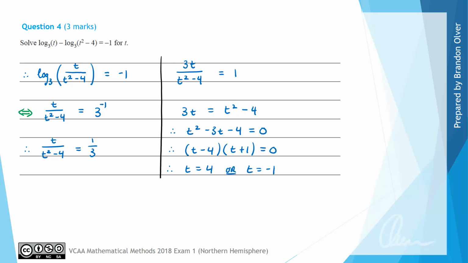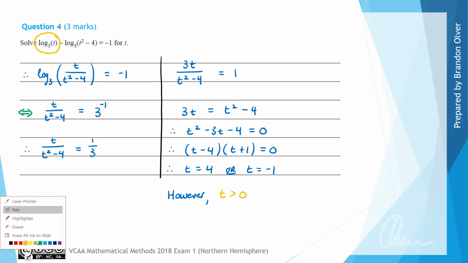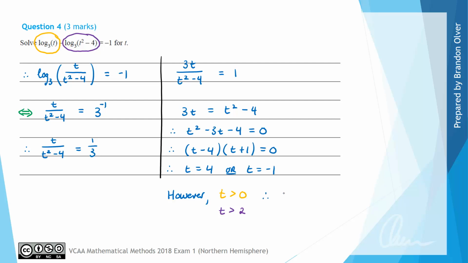t could equal negative 1. However, we now need to think about what values are actually allowed inside these log expressions up the top. So if we have a look at the first term, which is log 3 of t, we would need t to be greater than 0. That's the implied domain for that term. And if we look at log 3 of t squared subtract 4, we in fact find that more than t being greater than 0, we actually find that t needs to be greater than 2. So with those restrictions in mind, we actually find that t equals 4 is the only solution to this equation.